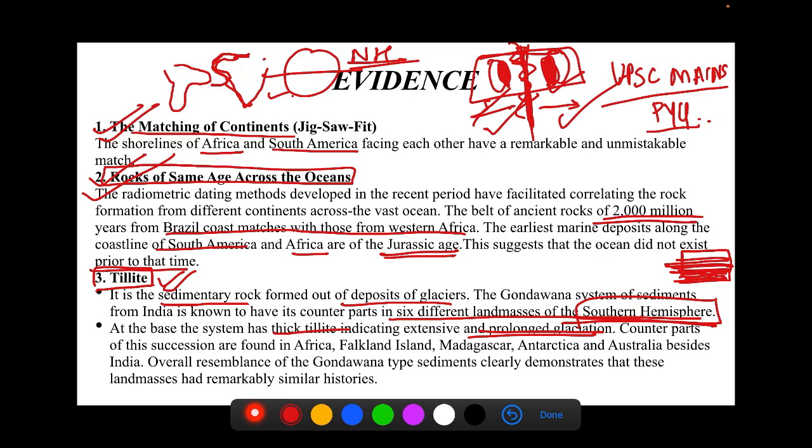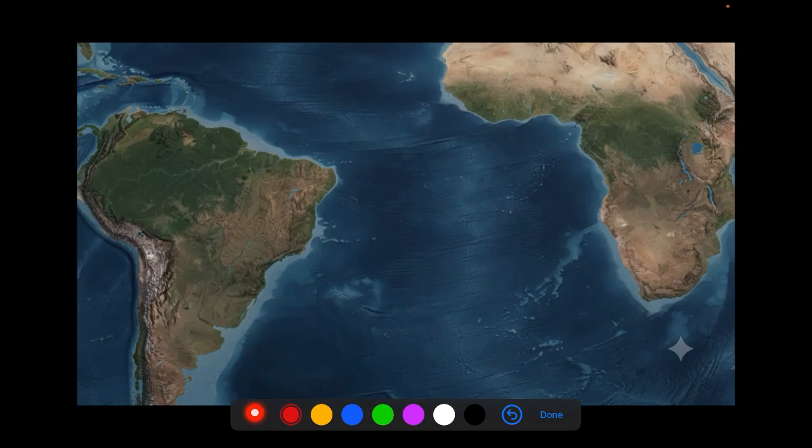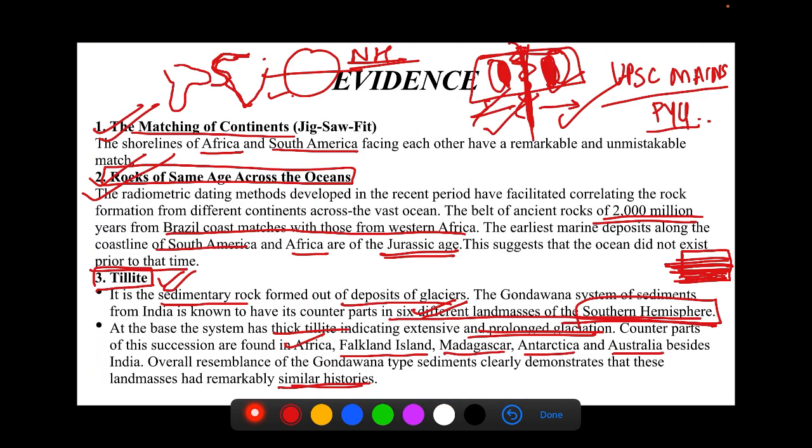So the counterpart of this succession is found in Africa. So we have seen that 6 different landmasses have the same deposit. These are Africa, Falkland Island, Madagascar, Antarctica and Australia. We can all find these in the southern hemisphere. So how come only the northern hemisphere India has these deposits? This is a thought to ponder upon. Besides India, the overall resemblance of the Gondwana type of sediments clearly demonstrates that these landmasses had remarkably similar histories, that these were present together. Now let's quickly see what all evidence we have already seen.